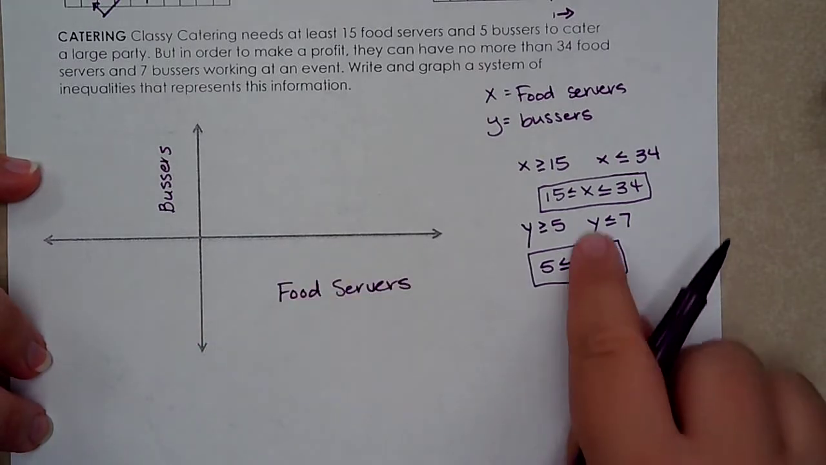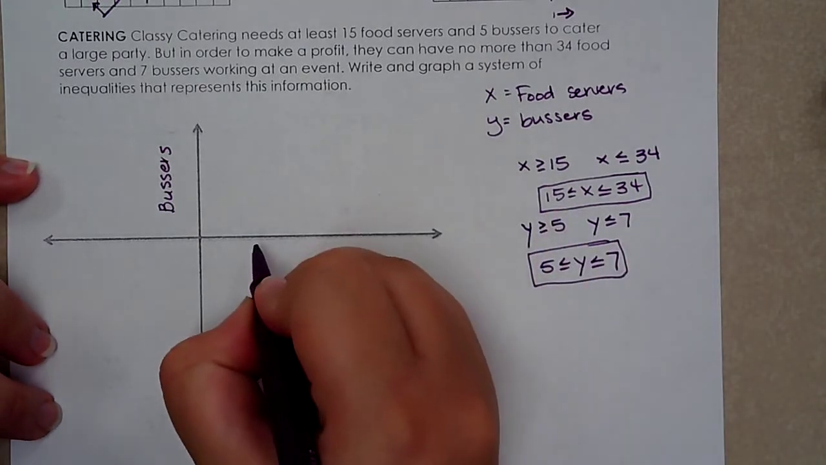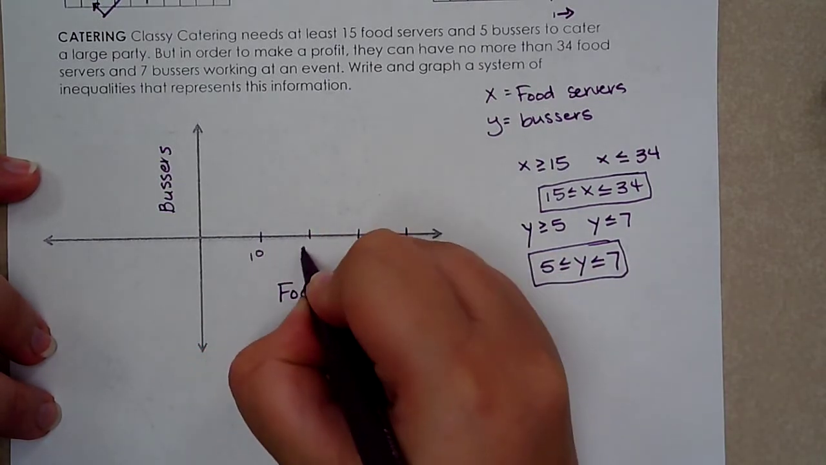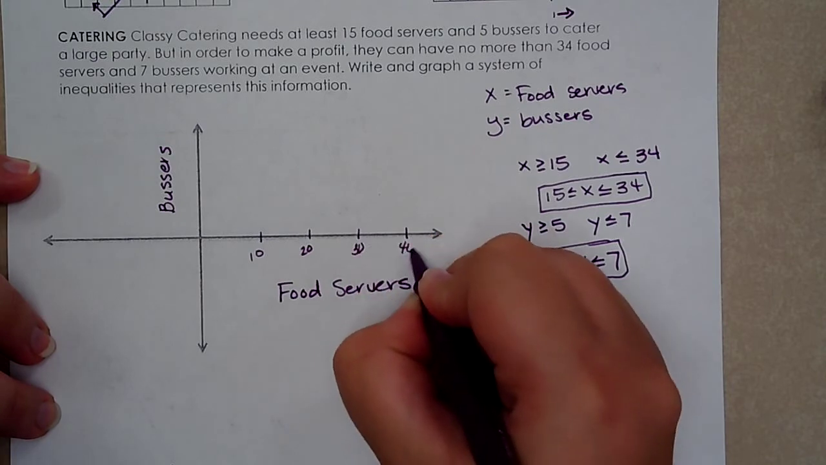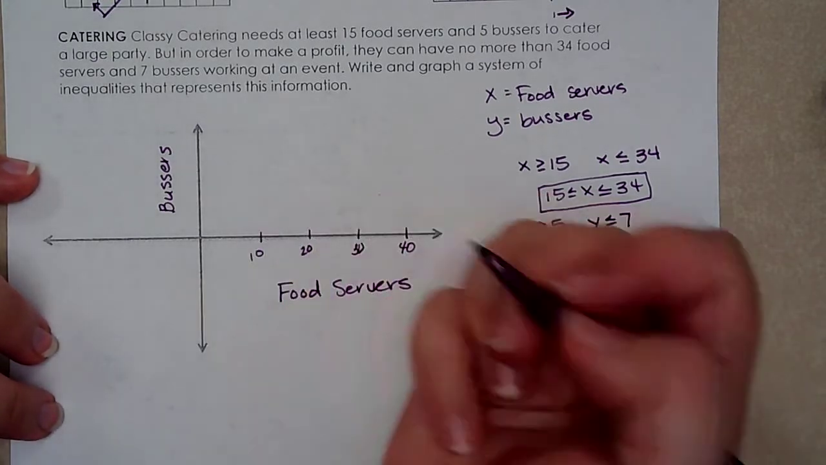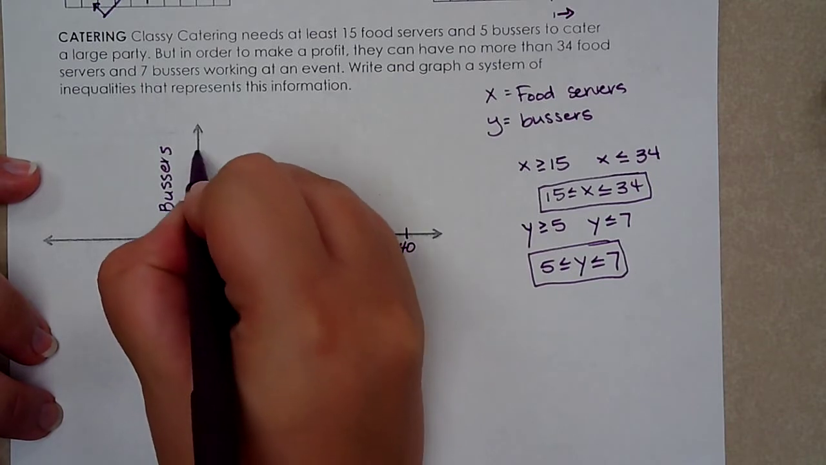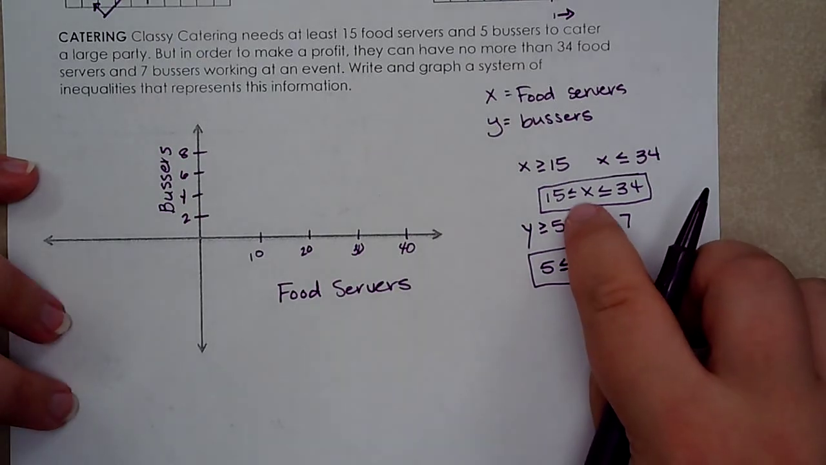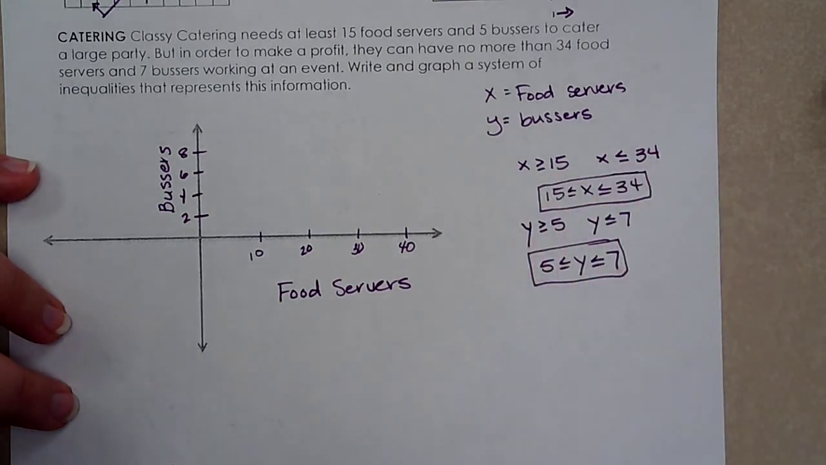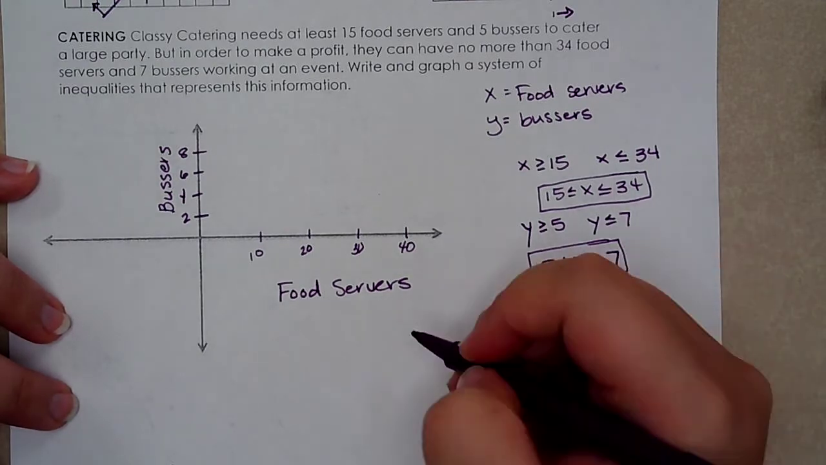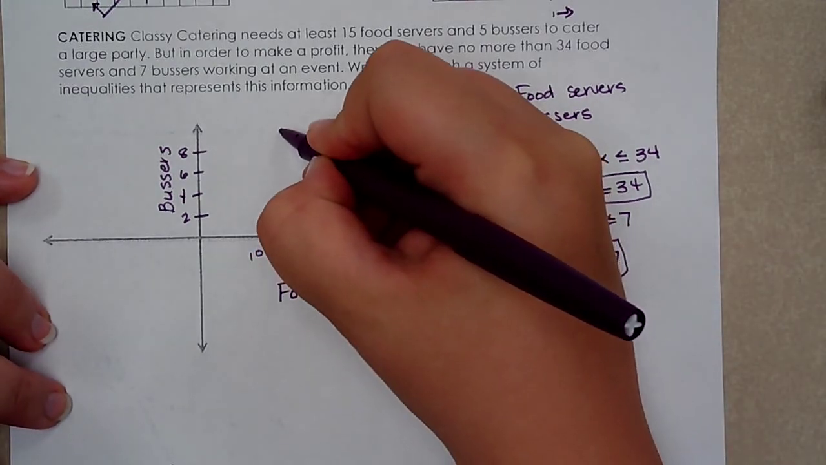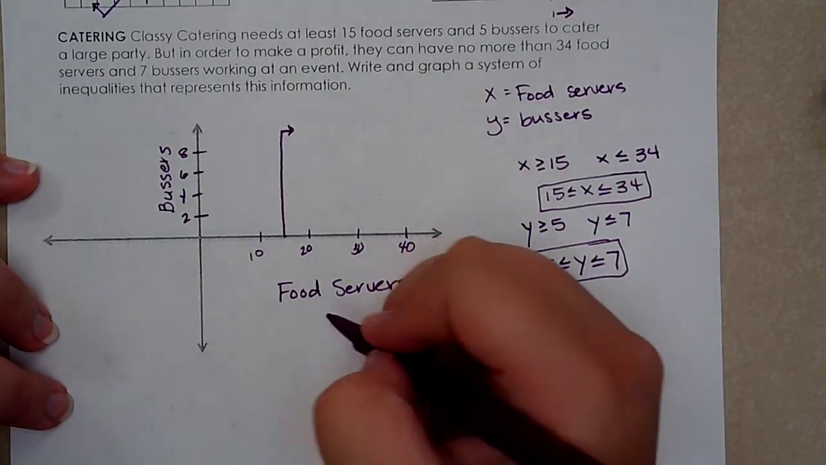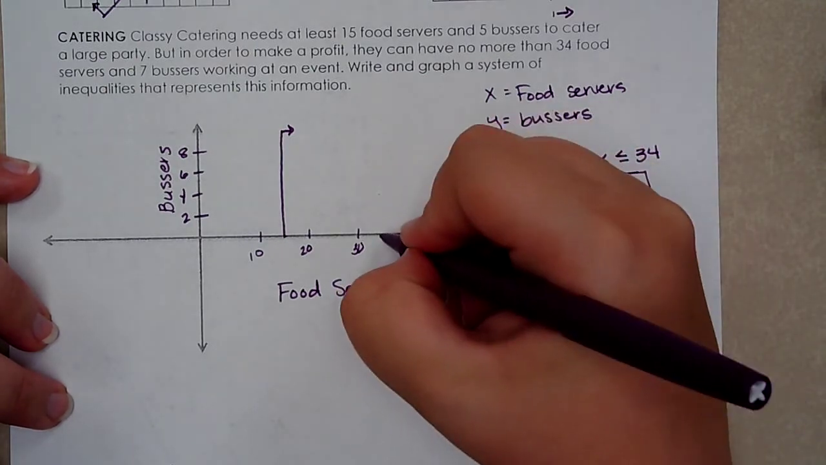And we'll do 15 to 34. Let's go up in terms of tens. 10, 20, 30, 40. 5 to 7, we can go up in terms of 2, 2, 4, 6, 8. All right, so X has to be greater than 15 but less than 34. Both solid lines, so I'm going to go ahead and say right here is 15. Has to be greater than 15. Less than 34. 35 is about right there.